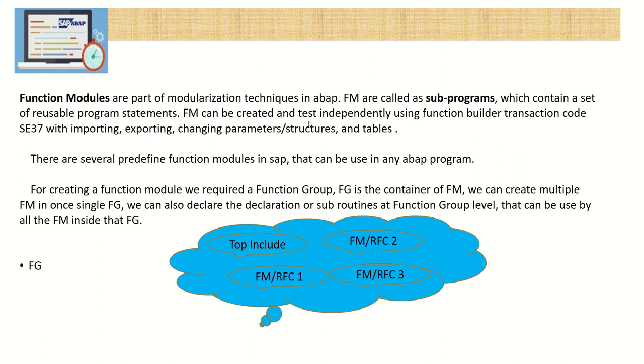An FM can be created and tested independently using the Function Builder, transaction code SE37, with the help of importing, exporting, changing, and table parameters. In SAP, there are several predefined function modules which are already developed by SAP. We can directly use the function modules in our ABAP programs. Apart from that, based on our own requirement, we can create custom function modules.